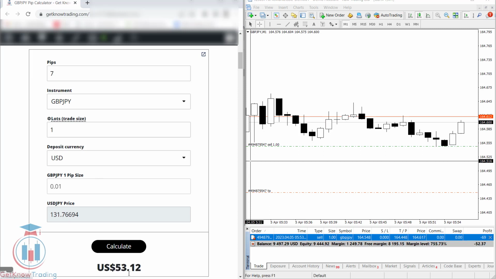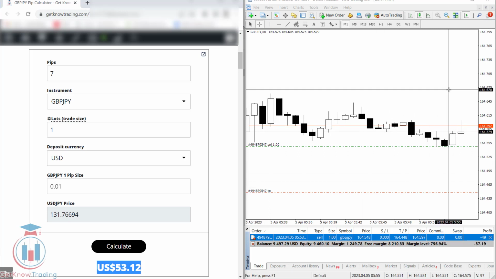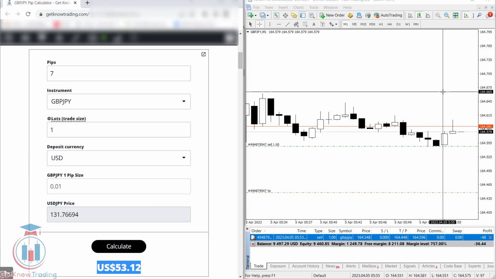Let's put 7, 53.12. It is 72, 71. Let's see if it changed to 70. Here it is, 53.14. So it is a small difference, but you can see how the pip calculator for the GBP Japanese yen helps you to define the pip value. This can also help you to define what is the profit per pip, what will be the profit when you put here a take profit, or also what will be the stop loss or the loss on the trade if you define the number of pips.